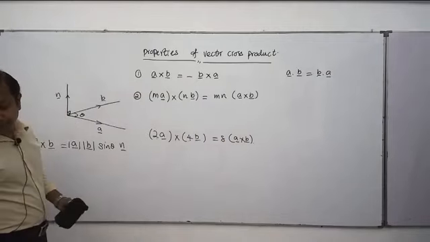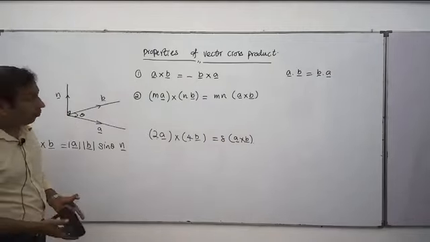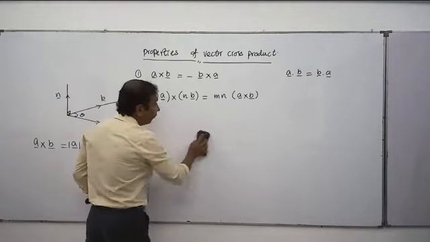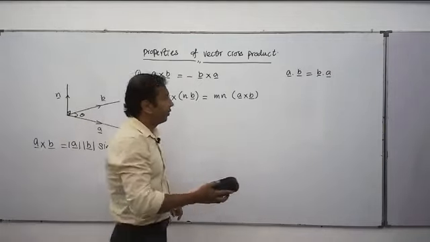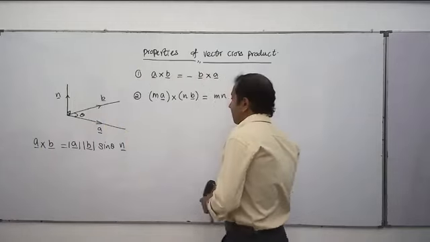Third property, people. Number 3, the distributive law.